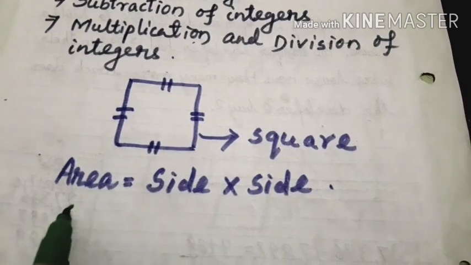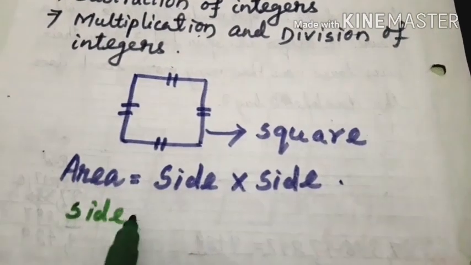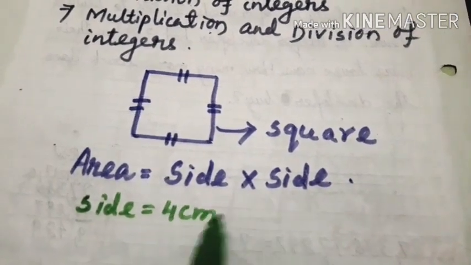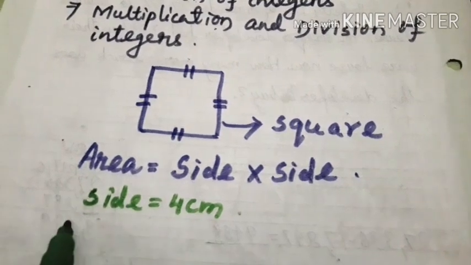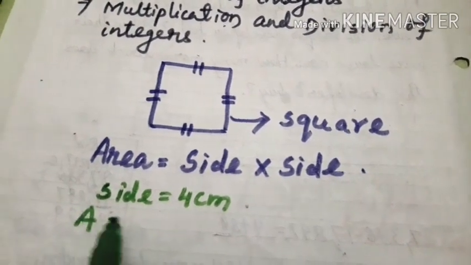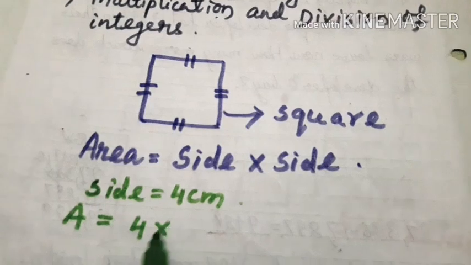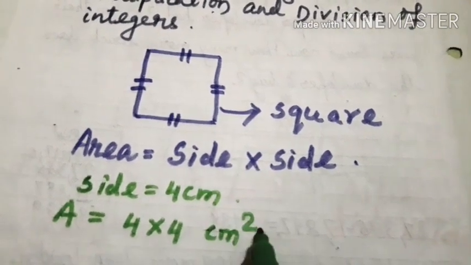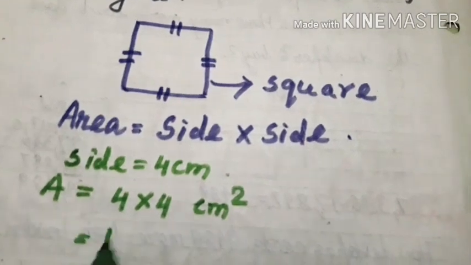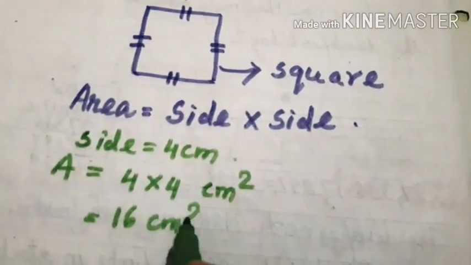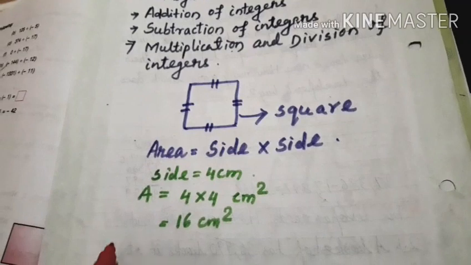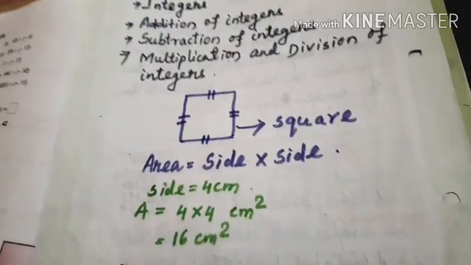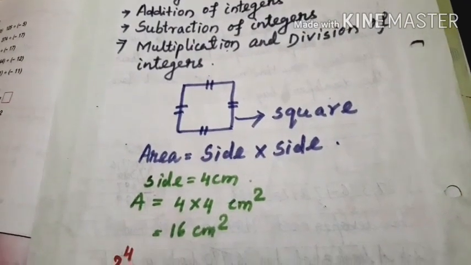Suppose one side is equal to 4 centimeter. One side is given as 4 centimeter. What is its area? Area is equal to 4 into 4 centimeter square, which is equal to 16 centimeter square. Similarly, if I write 2 to the power 4.